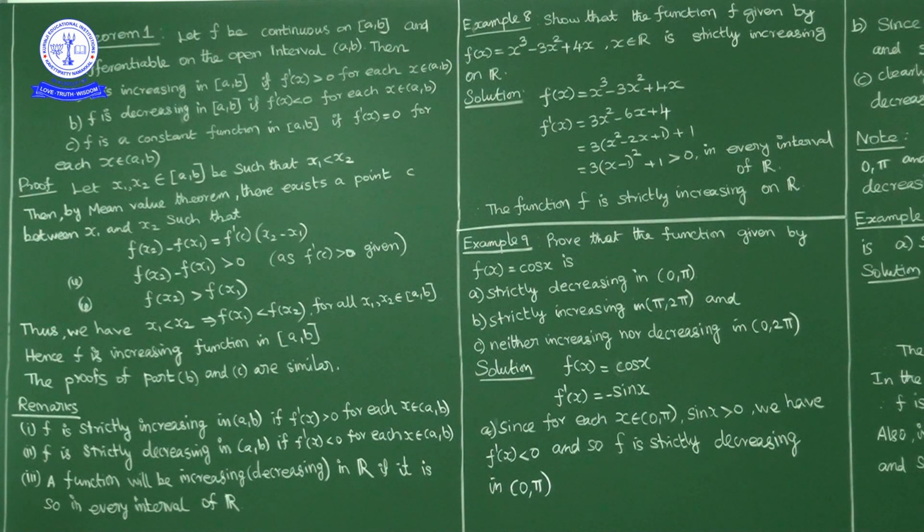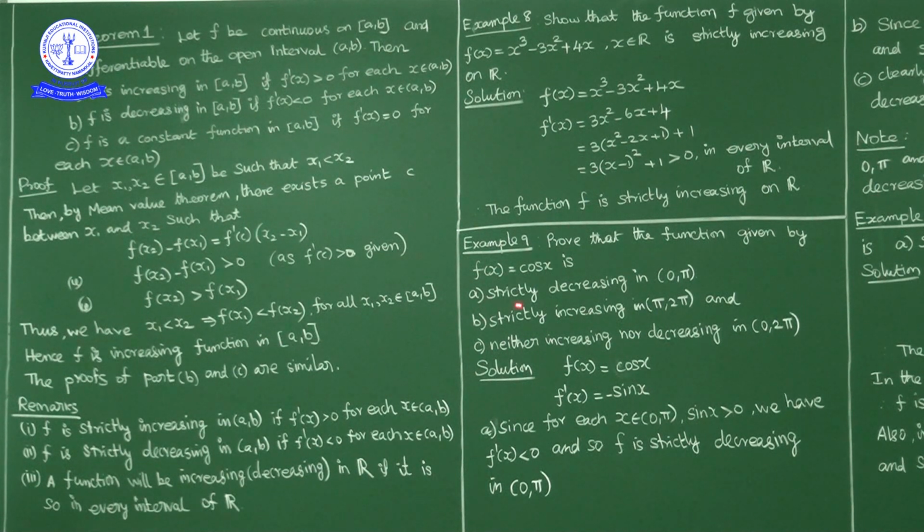What is f of x? f of x is cos x. So to prove a function is increasing, we prove f dash of x is greater than 0. To prove a function is decreasing, we prove that f dash of x is less than 0. Now given f of x is cos x, f dash of x is minus sin x. Derivative of cos x is minus sin x.